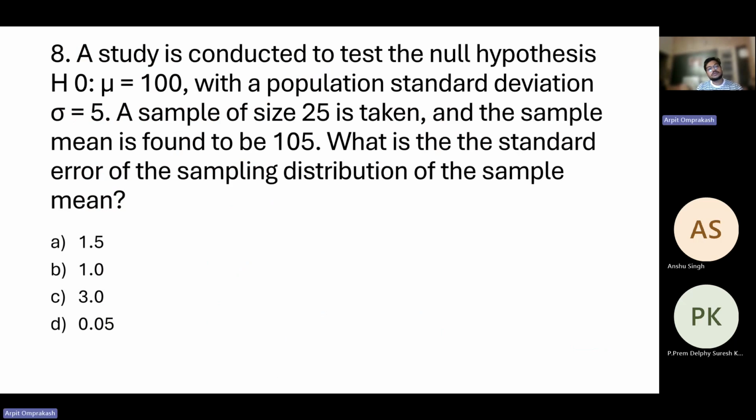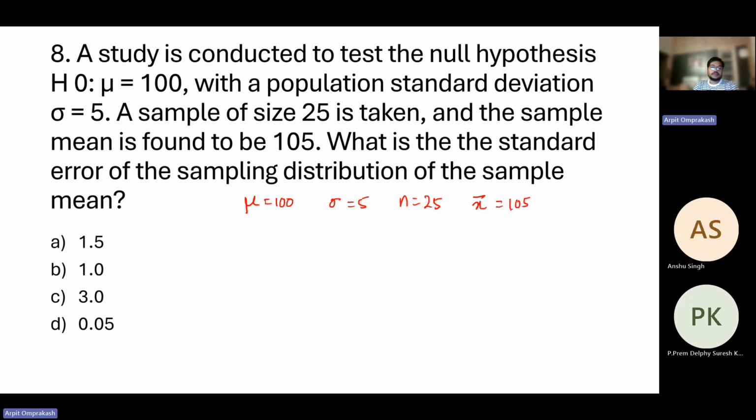The next question is, a study is conducted to test the null hypothesis that mu is equal to 100 with a population standard deviation of sigma equal to 5. So we are given that mu is equal to 100 and sigma is equal to 5. Then a sample of size 25 is taken. So n is equal to 25. And the sample mean is found to be 105.